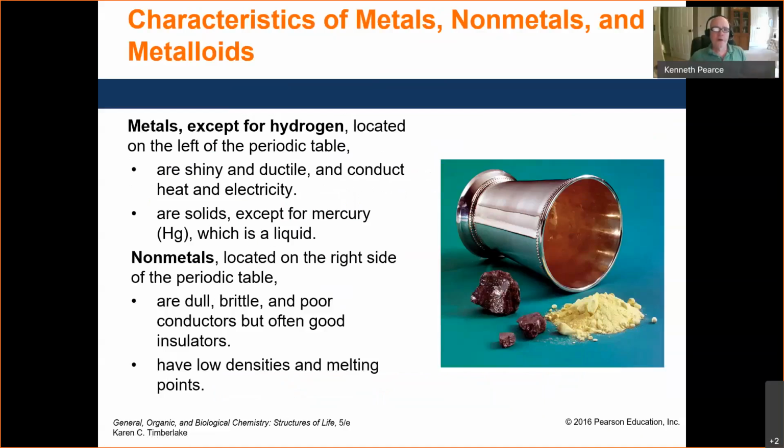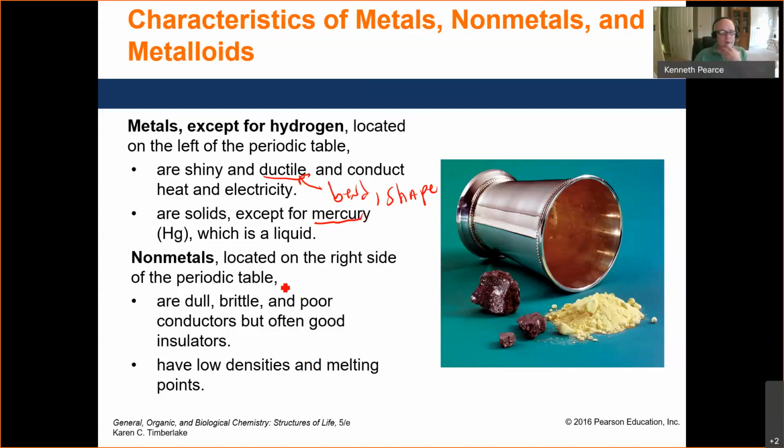Now, like I said, characteristics of metals are that they're shiny and ductile. Ductile means that you can bend it and draw it into a wire. You can bend or shape. And they conduct heat and electricity very well. If you think about a wire, the cord on your cell phone charger, inside the plastic is metal, usually copper or aluminum. And they're all solids except for mercury. Mercury's liquid at room temperature.